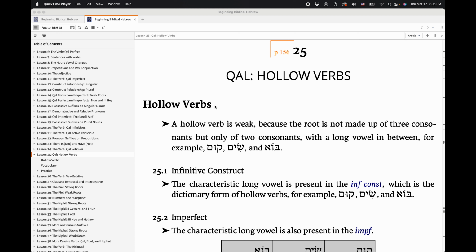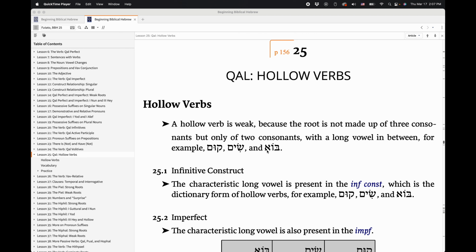So the first thing to know really is what a hollow verb is. A hollow verb is a verb where instead of having 3 consonantal letters in the root, a hollow verb has 2 consonantal letters and a vowel letter. So this is why we can still say that Hebrew roots have 3 letters. Sometimes hollow verbs are called biconsonantal, but that's biconsonantal, not biliteral. There are 3 letters, it's just one is a vowel letter.